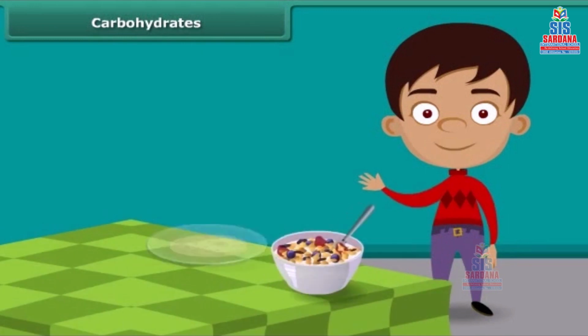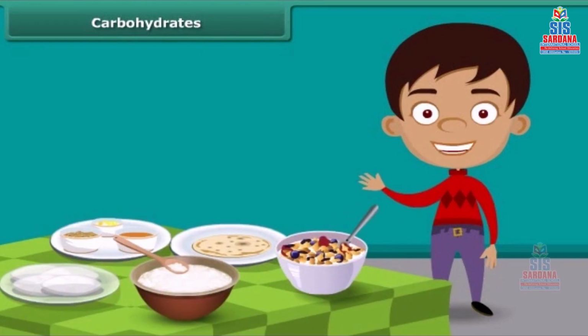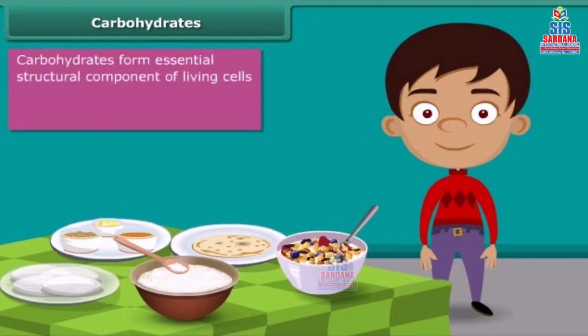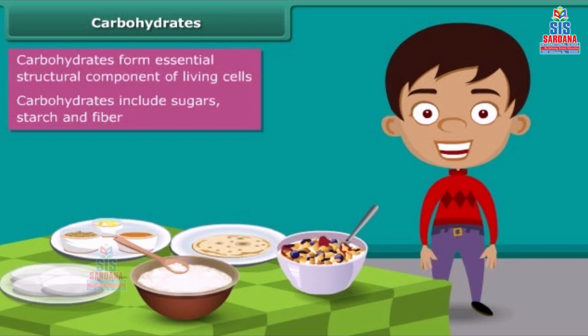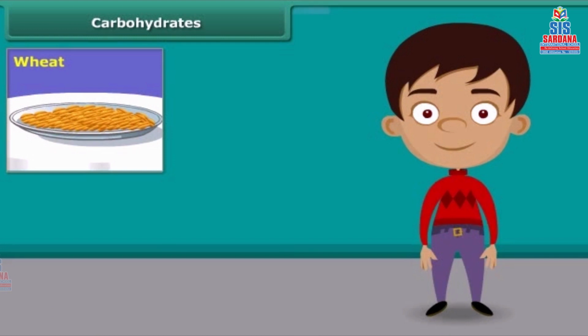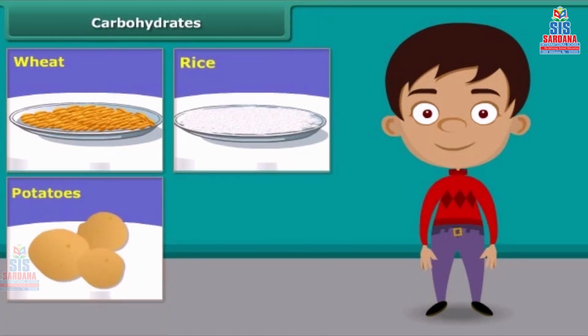Do you know this fact that each food item contains all nutrients in different amounts, and each nutrient plays a different role in the body? Let us know about these nutrients one by one in detail. First, carbohydrates. Carbohydrates form an essential structural component of living cells. They are the main source of energy for animals. Carbohydrates include sugars, starch, fiber, etc. They are mainly found in wheat, rice, potatoes, corn, and maize.